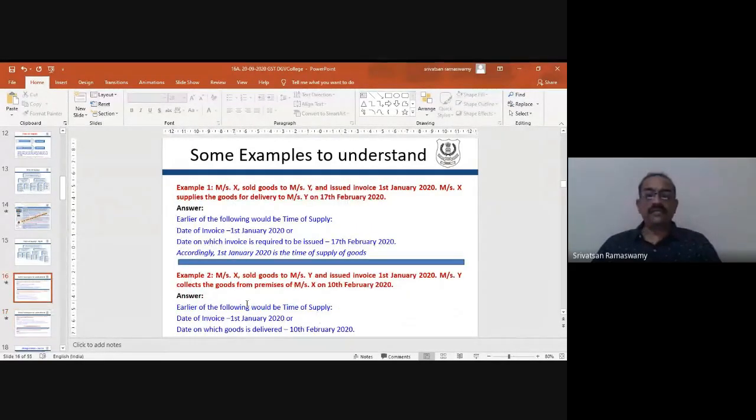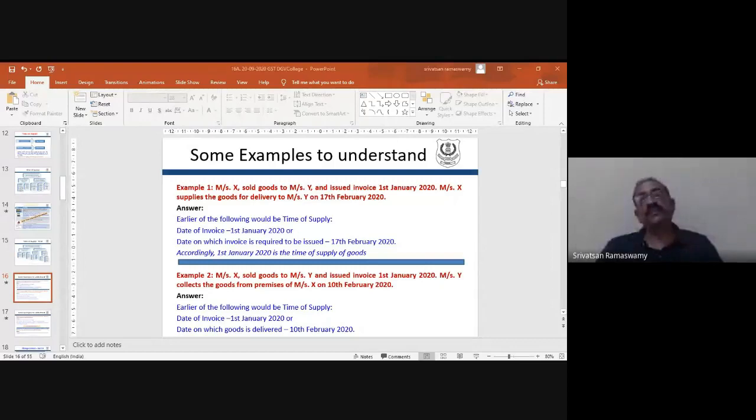Yes, here Messrs. X sold goods to Messrs. Y and issued invoices on 1st of January. Y collects the goods. Okay. See, there is always a confusion in the sense that whether I have to deliver the goods at the customer's premises or whether he will come and collect from my premises. See, that is outside the ambit of GST legislation. The supply is recognized either at the factory gate where the goods are sold, whether by me or he comes and collects. Okay, it doesn't make any difference. So that distinction I wanted to make.